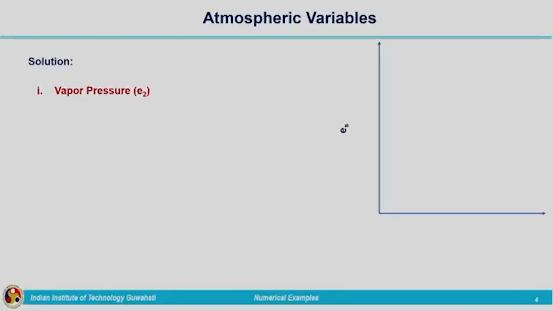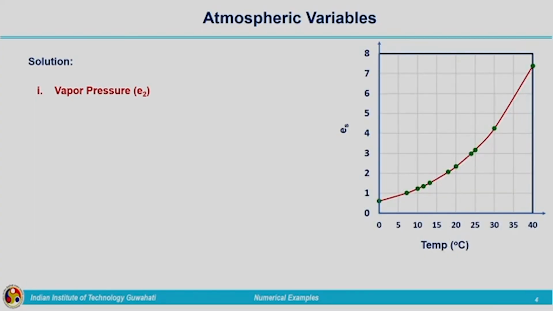That plot I am going to give here, that is, we are going to plot the saturation vapor pressure versus temperature. So, the graph will look like this. Along the y axis we have saturation vapor pressure and along the x axis we have the temperature in degree Celsius. Now, with the given data, we need to calculate the vapor pressure at an elevation of 1200 meters above the ground surface.